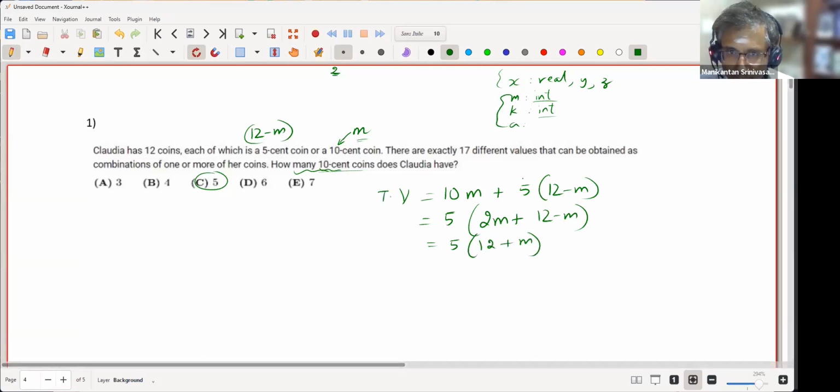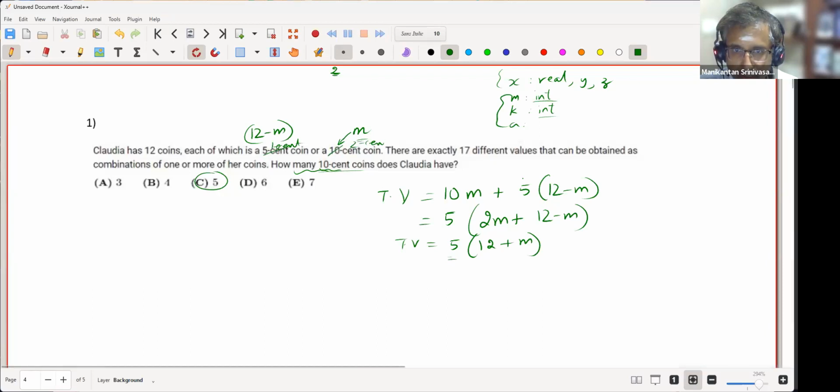Okay, so again, let's deal with small numbers. Yes, we acknowledge that these are multiples of 5. I can change the problem as well and say these are 1-cent coins and these are 2-cent coins. So the value, the problem does not change at all, right?